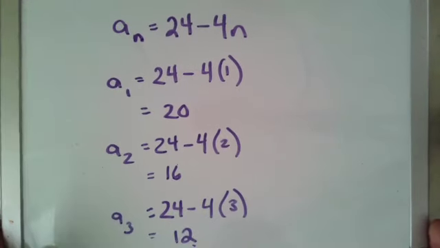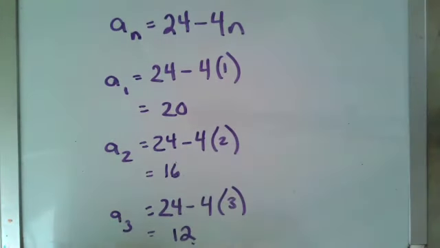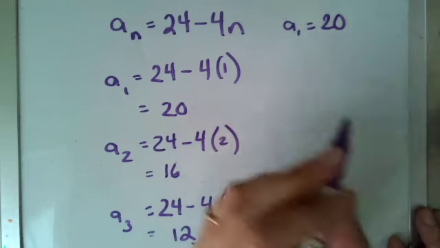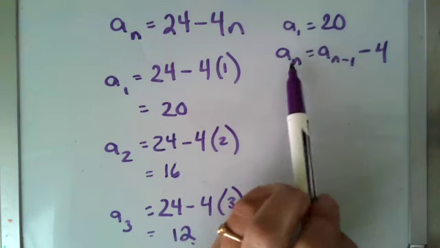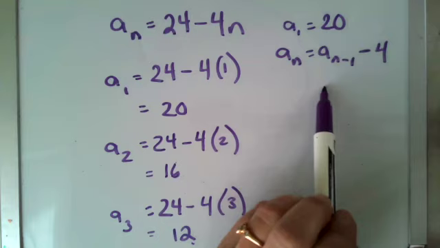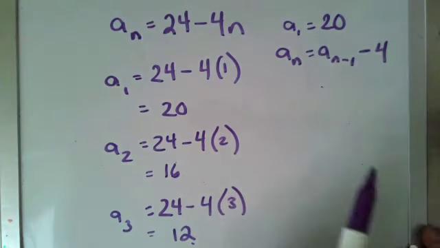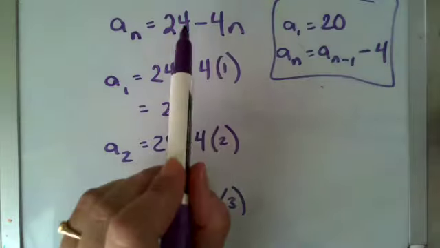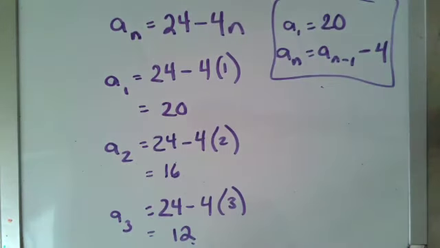That means that if this is my explicit rule, I'm always starting, remember, with a sub 1 equals 20 and then any term can be found by taking the term before it and subtracting 4. And so that's my recursive rule for this explicit rule.